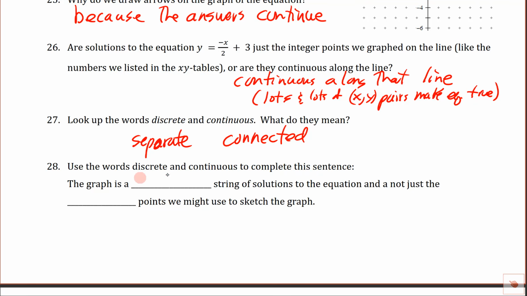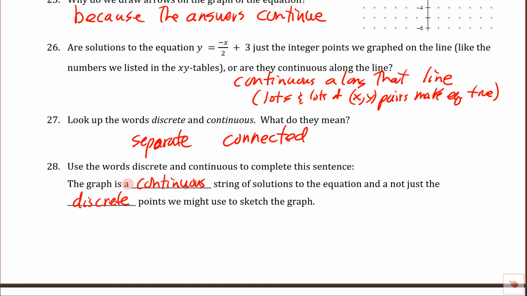So in this next problem, we want to just fill in the blank here. It says use the words discrete and continuous to complete the sentence. The graph is a blank string of solutions to the equation and not just the blank points we might use to sketch the graph. So the word discrete and continuous go here. It wouldn't really make much sense to say a graph is a discrete string. So let's use the word continuous here and see how that sounds. Continuous. The graph is a continuous string of solutions to the equation and not just the discrete, the separate points that we might use to sketch the graph.